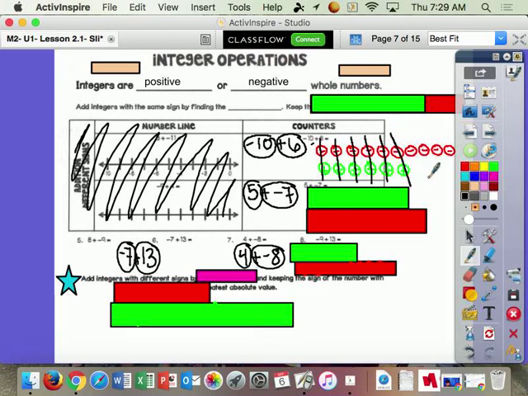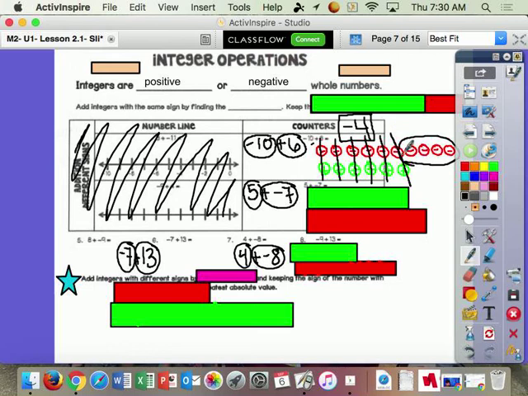So make sure that you're caught up with me. You should have 10 red, 6 green, and you should have crossed out 6 numbers. Okay? What do you have left? This right here. What is that? 1, 2, 3, 4 circles. And they are red, which means your answer is negative 4.